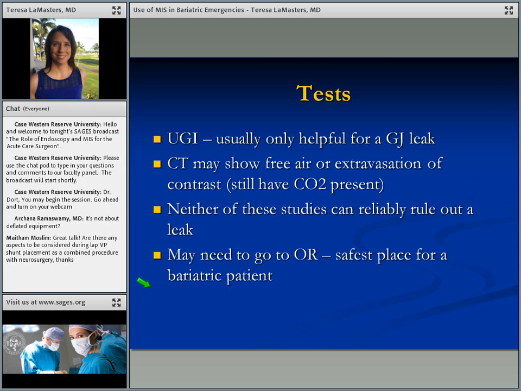This can be confusing if it's an early leak, however, because it can still have CO2 present from their original procedure. It is also not a completely sensitive test. If you have a negative upper GI and a negative CT, that does not mean you can feel like there is not a leak. The safest place to determine if there is a leak or not really becomes the operating room. If you think there is a leak, even though you don't have a positive diagnostic test, you are much better to take a patient back to the operating room and prove there isn't a leak than to sit on that patient as they get sicker.